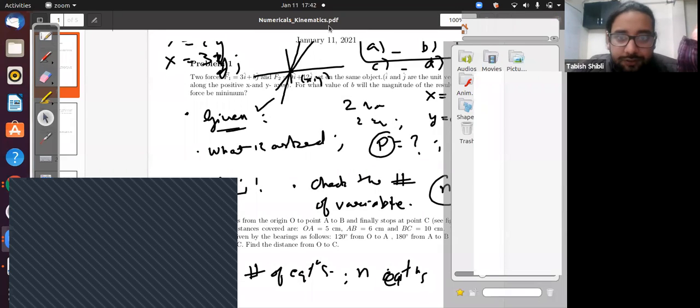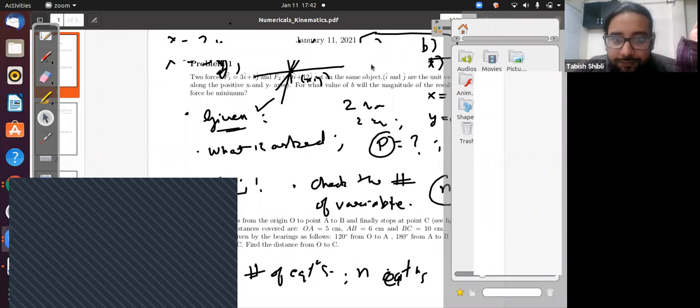How do I remove this? All of this would be from here. Oh no, from here.